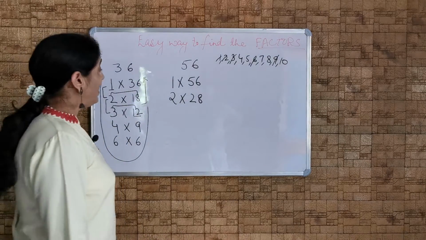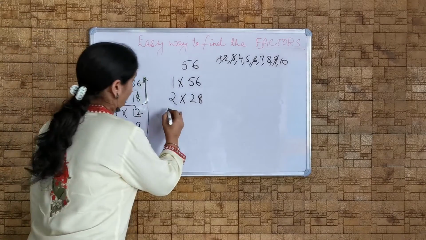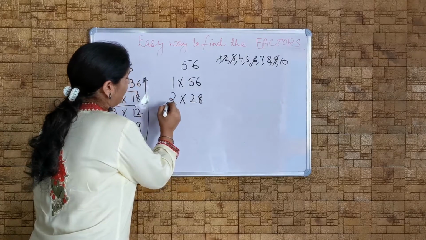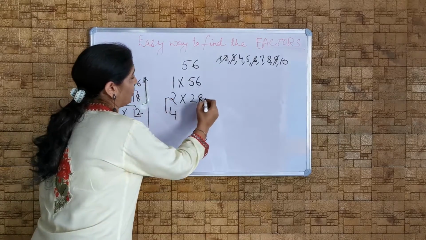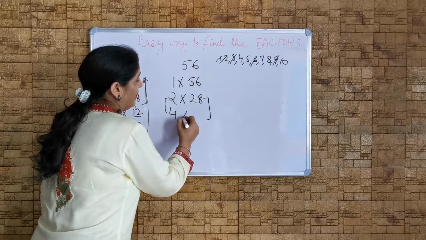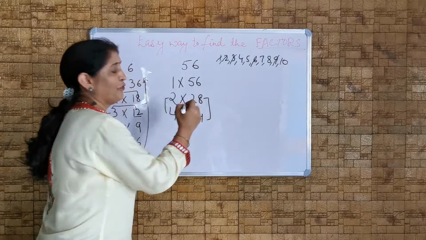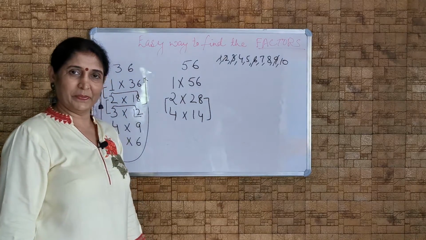Okay. Now, next number is 4. I have made this number double. So, what do I have to do? I have to make it half of the number.